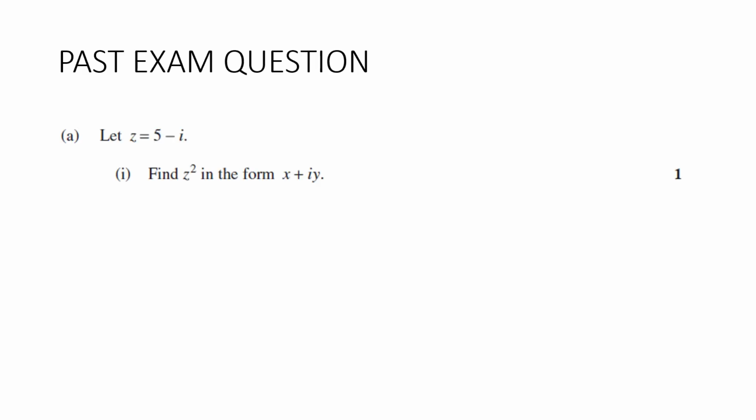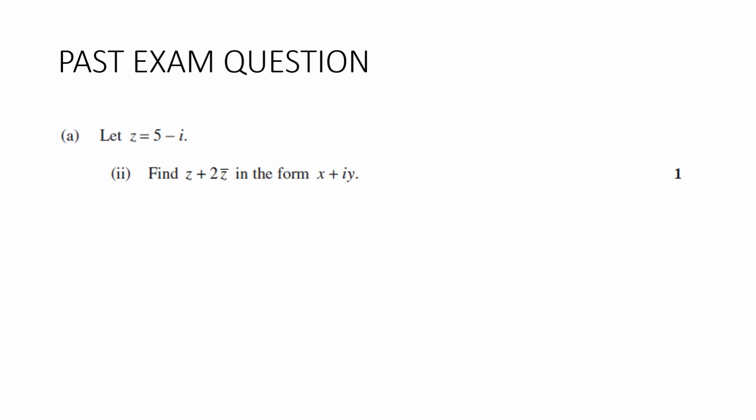Here's a past exam question, so already you can answer about 4 marks in the final exam. Let z equal 5 minus i. Part 1, find z squared in the form x plus iy. So z squared is equal to 5 minus i all squared, which is 5 squared, take away 2 times i times 5, plus i squared, which of course is -1. Tidying it up, we end up with 24, take away 10i.